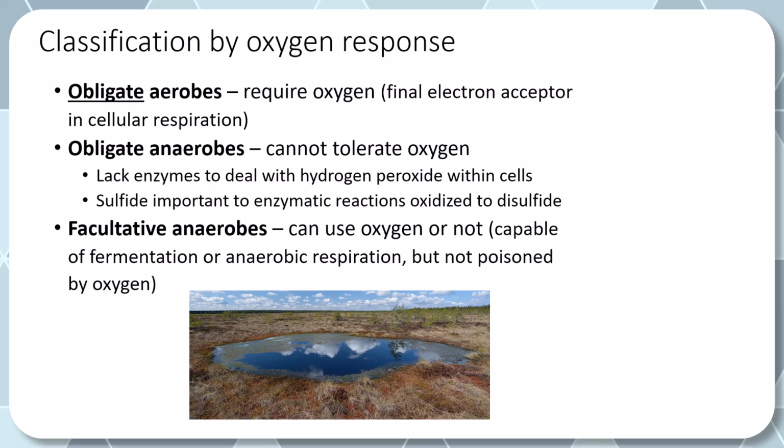So obligate aerobes will require O2 because it is the final electron acceptor in the electron transport chain of cellular respiration. Obligate anaerobes cannot tolerate oxygen. They can't deal with hydrogen peroxide that's built up in their cells, so they cannot be in an environment with oxygen. Then we have facultative anaerobes, and they could go either way. They could use oxygen or not. They're capable of either fermentation or anaerobic respiration, and also aerobic respiration, but they're not poisoned by oxygen.